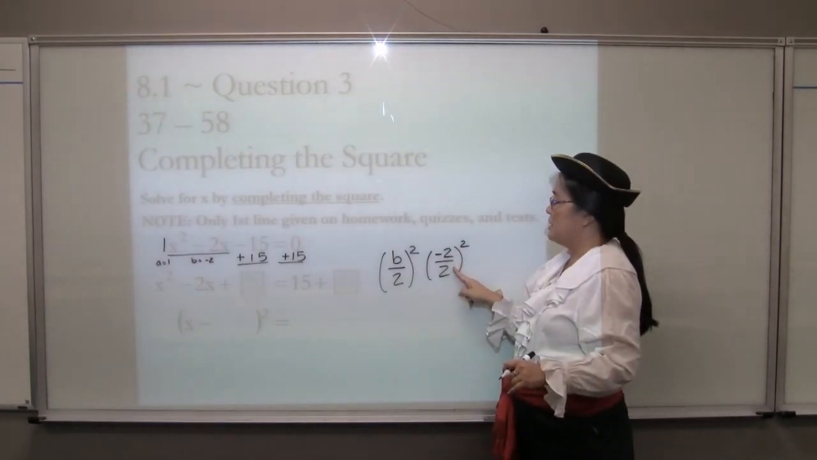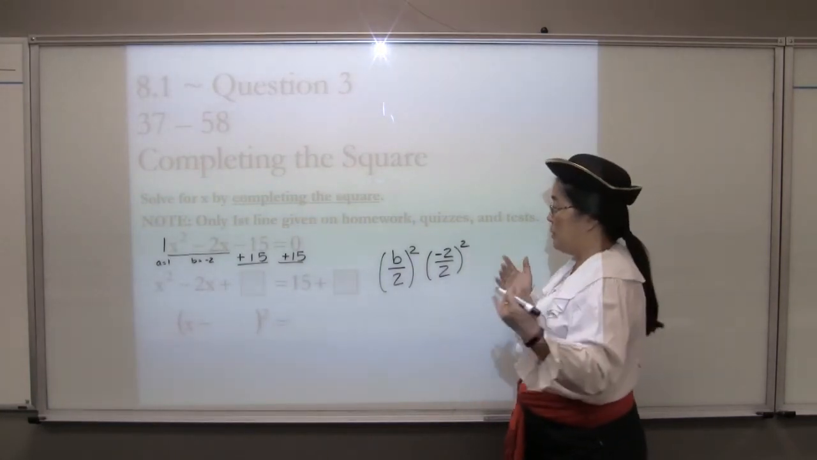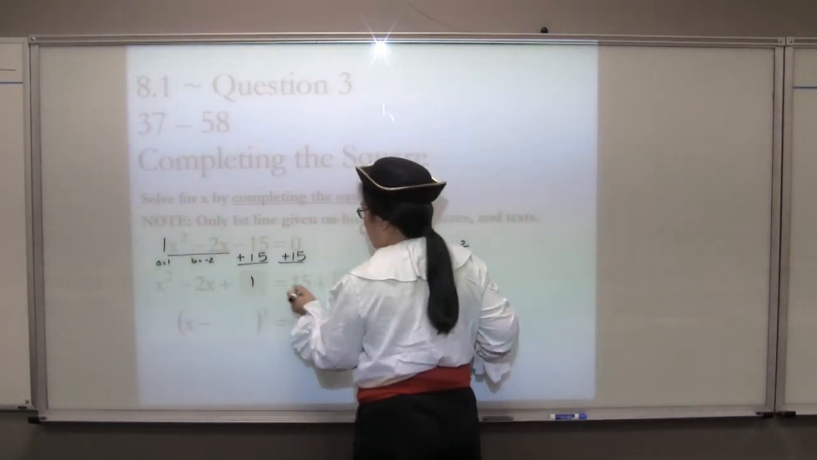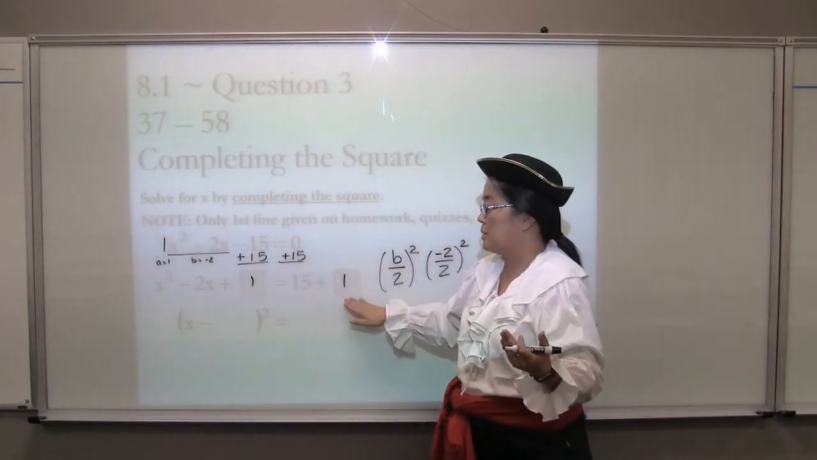Negative 2 divided by 2, that's negative 1. Squared, negative 1 times negative 1 is positive 1. I'm going to put a positive 1 here and here. I have to do the same thing to the left side and to the right side.